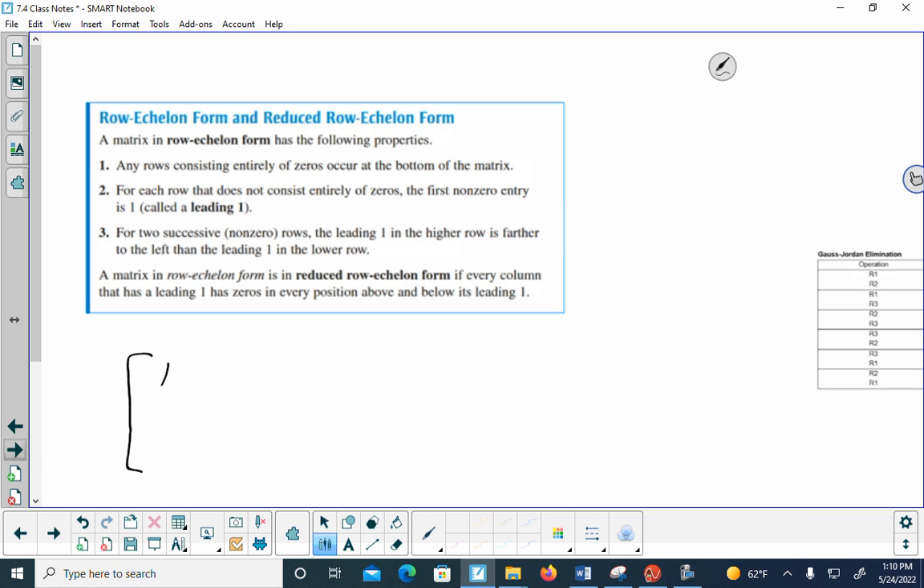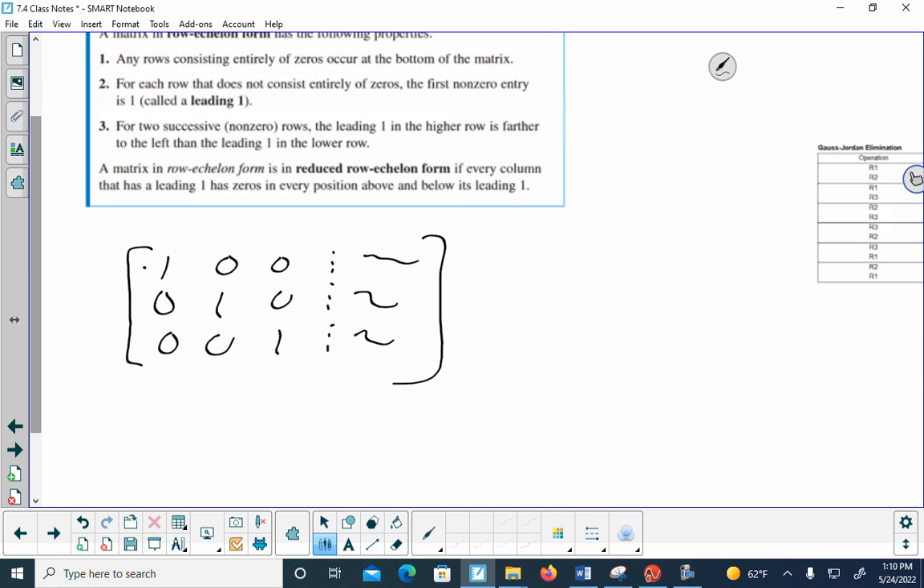You're going to have a 1 here, and then zeros, and then a number. And then 0, 1, 0, number. 0, 0, 1, number. That would be reduced row echelon form, where you have the diagonal of 1s and you want everything else to be 0. That is reduced row echelon form.